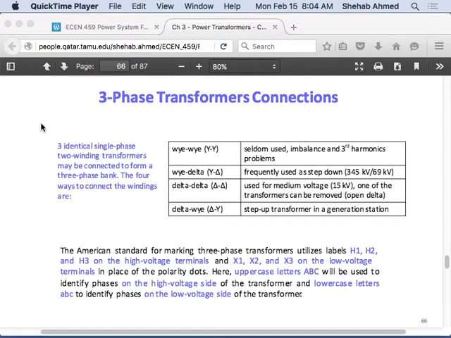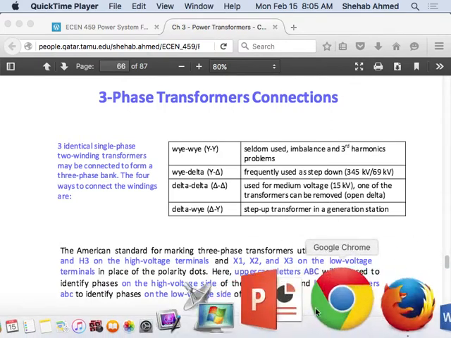Y-Ys and delta-deltas, as we said, are typically not used a lot. The most commonly used transformers are at the generator to step up. You typically use a delta to star, or delta to Y, transformer. And anytime you're stepping down, you're typically using a star to delta transformer. The delta delta transformer is interesting. Delta delta is what they say here is used for medium voltage, where one of the transformers can be removed from an open delta. So let me elaborate a little bit on that and continue.